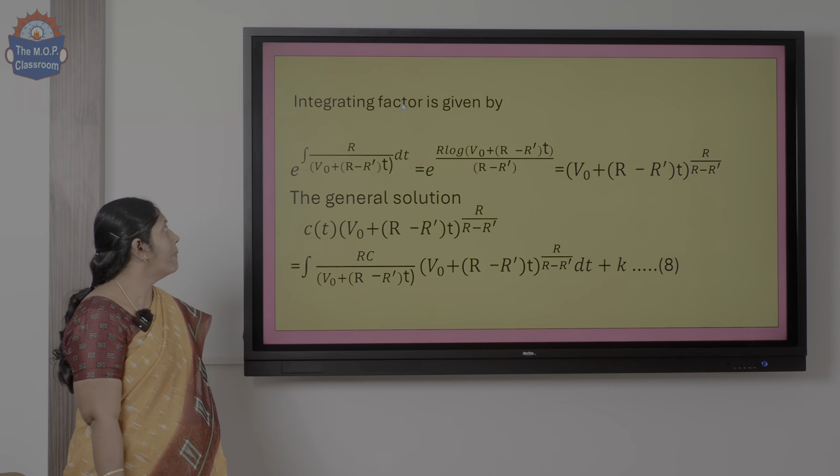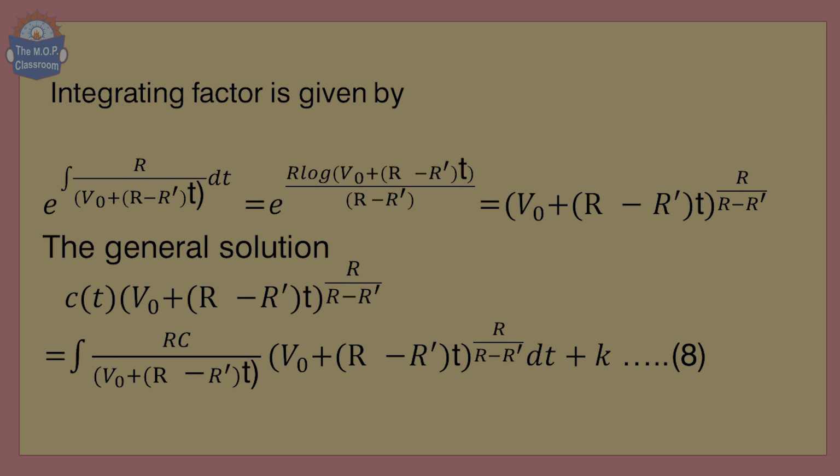given by e power integral R divided by V naught plus R minus R dash t into dt, which is equal to e power R into, as we all know, the integration for 1 by V naught plus R minus R dash t is log of V naught plus R minus R dash t divided by R minus R dash. Now, applying the property of logarithm and rewriting it, we get the integrating factor to be V naught plus R minus R dash t whole power R by R minus R dash.